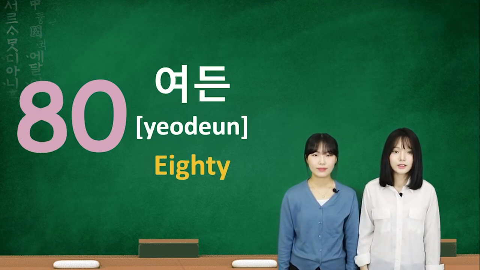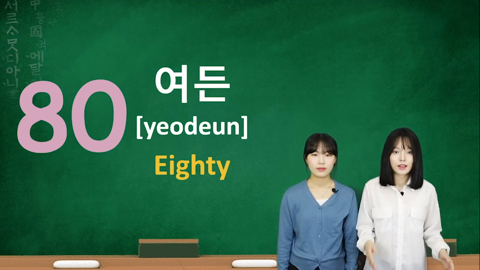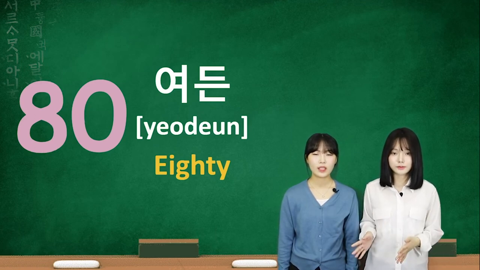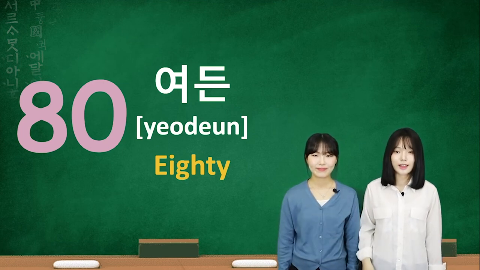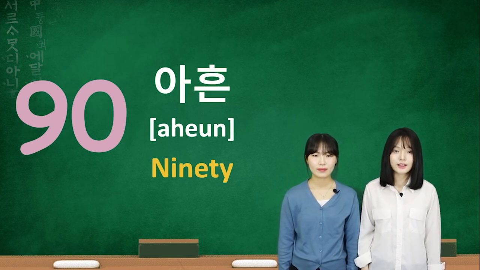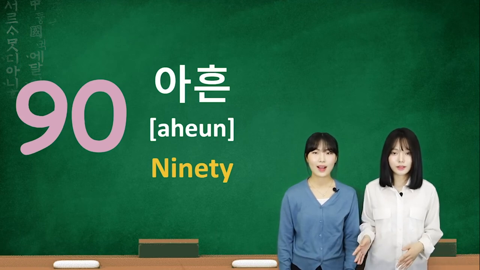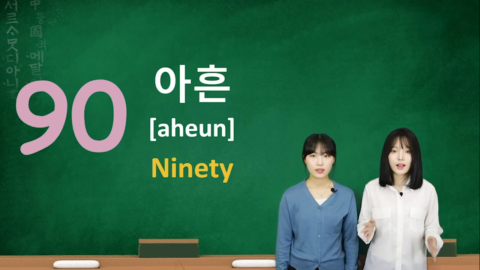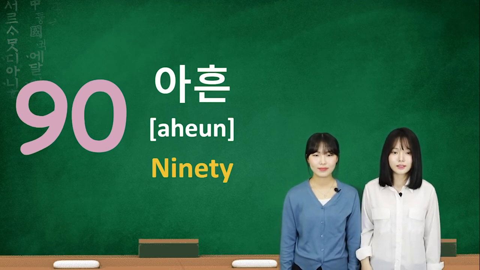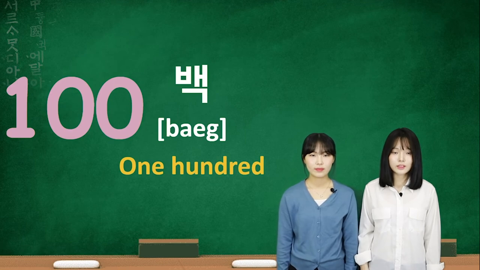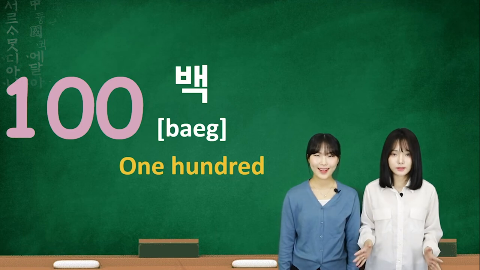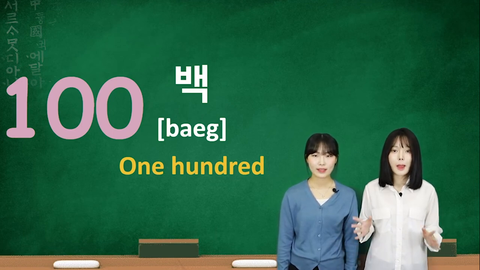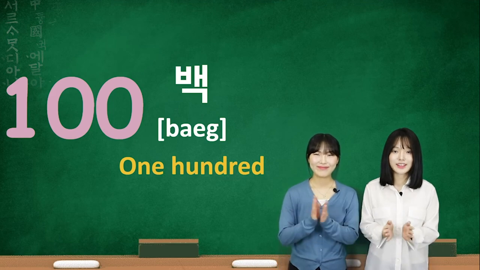Next, 여든 is 80. Repeat after me. 여든, 여든. Good. Next, 아흔 is 90. Repeat after me. 아흔, 아흔, 아흔. Next, 백 is 100. Repeat after me. 백, 백, 백. Well done.